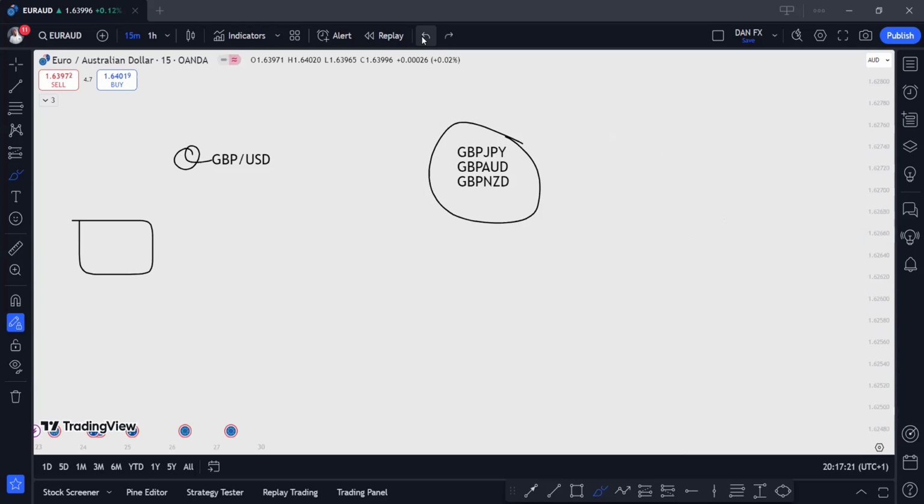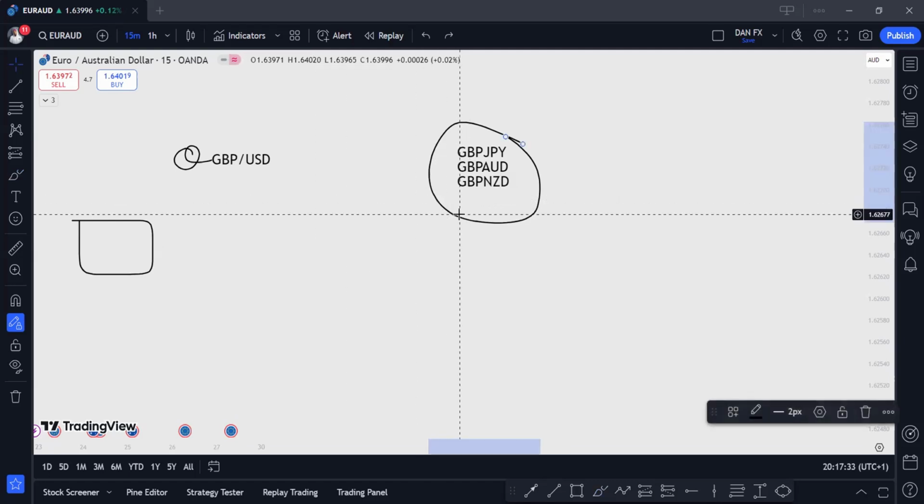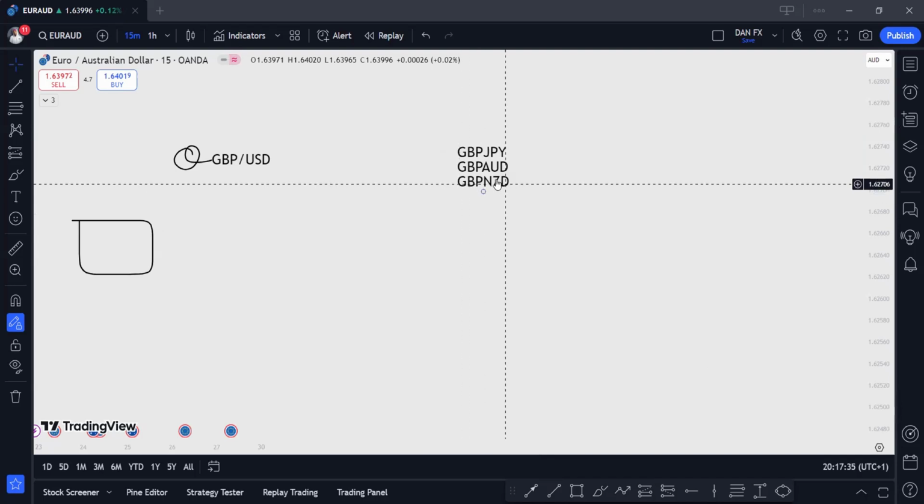Now, here's the thing. Now that we know that market makers can't move all the currency pairs at the same time, they have to hold one in consolidation and move the other ones, right? They have to hold one in consolidation while they move the other one. So now let me show you an example of this in action.